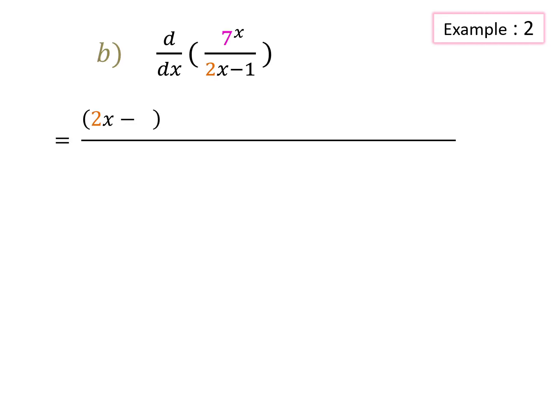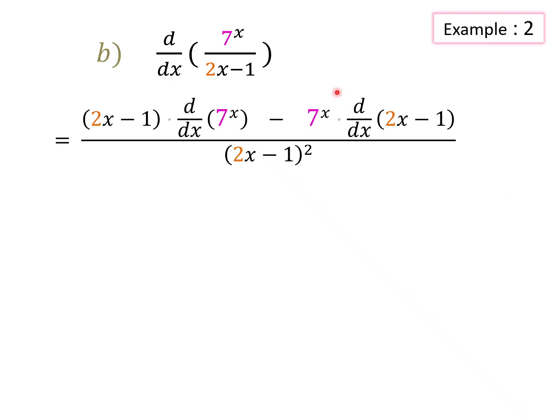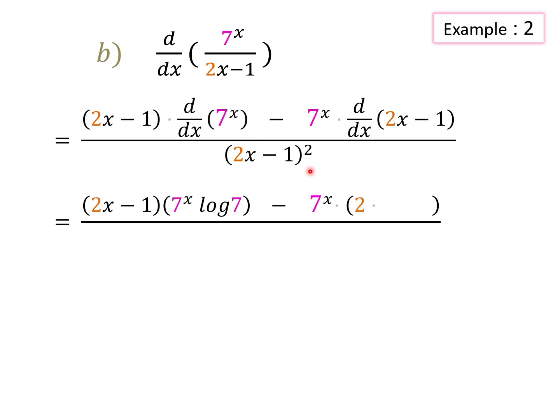Example number 2. Here we have got in the numerator 7 to the power x and in the denominator 2x minus 1. Same quotient rule formula we have applied. Denominator times differentiation of numerator minus numerator times differentiation of denominator, by denominator square. Differentiation of 7 to the power x is a standard formula, 7 to the power x log 7. Here we have already discussed in a previous sum. Differentiation of 2x minus 1 is 2 into 1 minus 0.